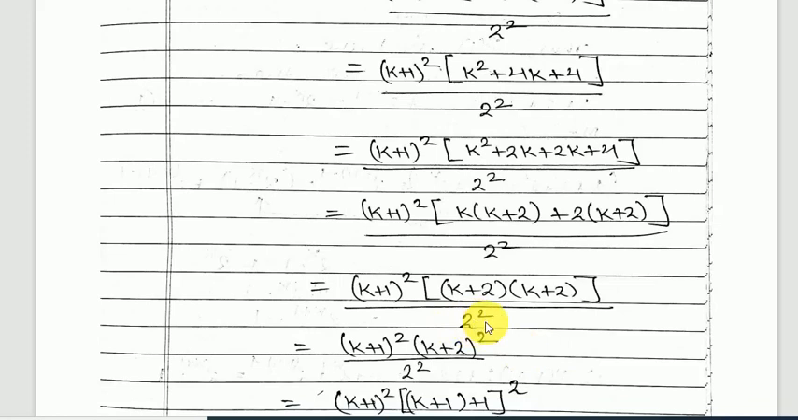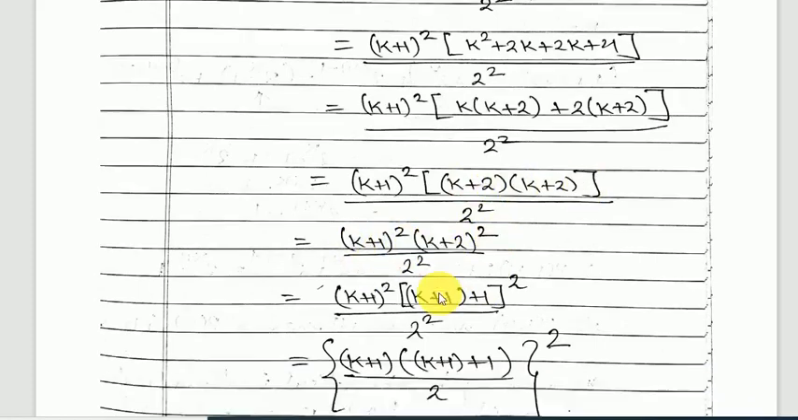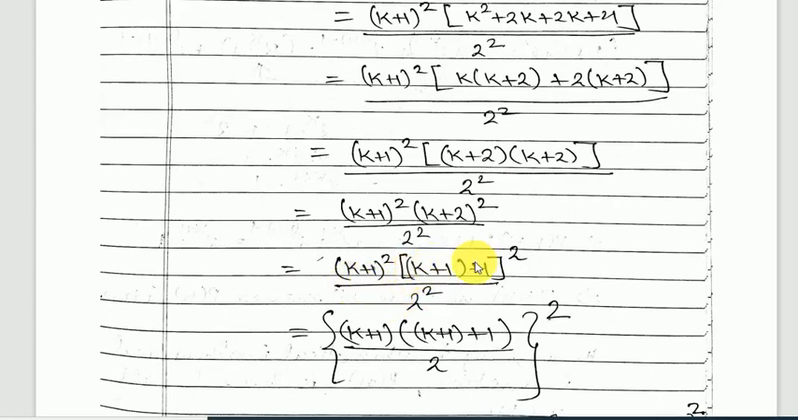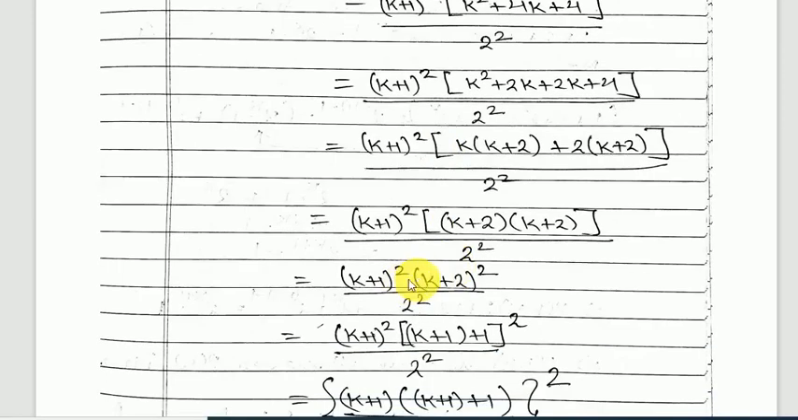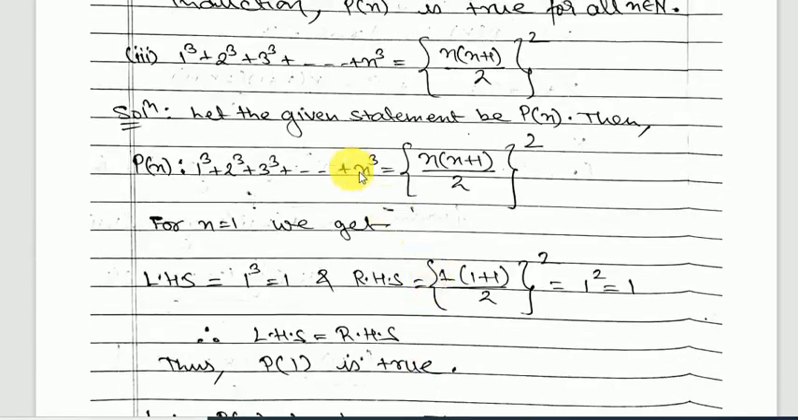Okay, so this can be written as (k plus 1) whole square, and this k plus 2 into k plus 2 means (k plus 2) whole square. Done. Now at the end we should get something like this. Like here it had ended at n, so it was like this.